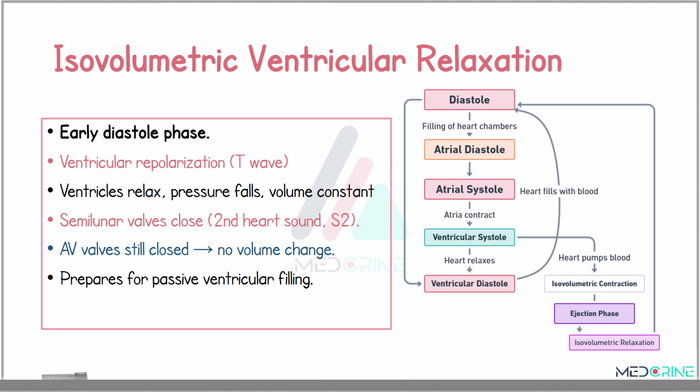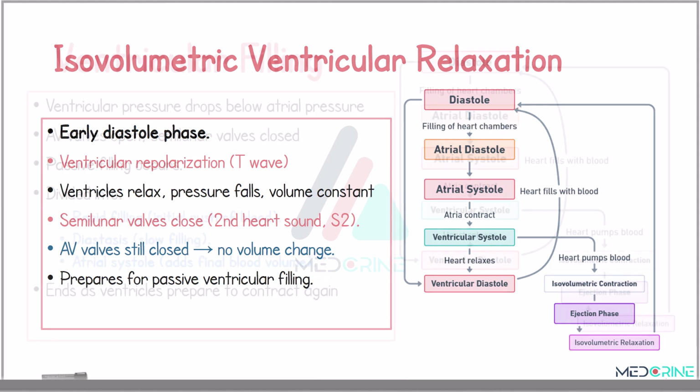The fourth phase is known as isovolumetric ventricular relaxation. Ventricular relaxation begins after the T wave, and all the valves are closed and the pressure in the ventricles falls rapidly. There's no volume change that occurs during this phase, hence it's known as an isovolumetric phase. The ventricular pressure drops below the atrial pressure and the atrioventricular valves open, marking the start of ventricular filling.